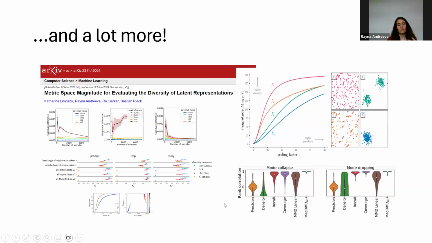And there are a lot more results in this paper. Basically, we measure diversity across latent space representations in a wide range of scenarios across text embeddings, graph embeddings, and we also empirically verify the stability of magnitude. But for more details, please look at the paper.